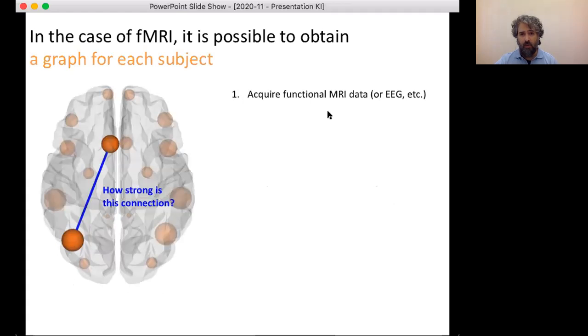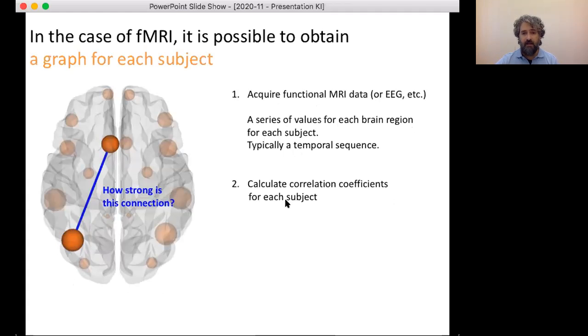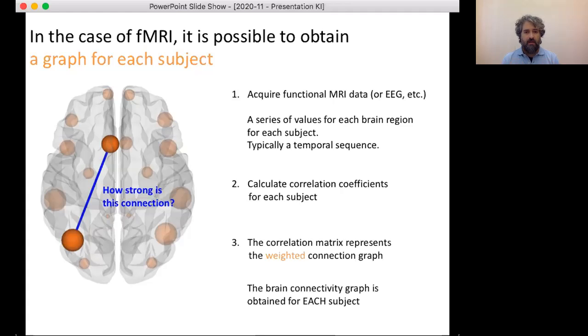Again, we acquire the functional data, which gives us a series of values for each brain region for each subject, typically a time sequence. And then we can calculate the correlation coefficient for each subject, because we have a time sequence for the two regions. And this will give us a weighted correlation matrix for each subject. Once we have the weighted correlation matrix, we can use it like we did in the previous case, but we have one for each subject, not one for each group. So we can do more things, more comparisons.